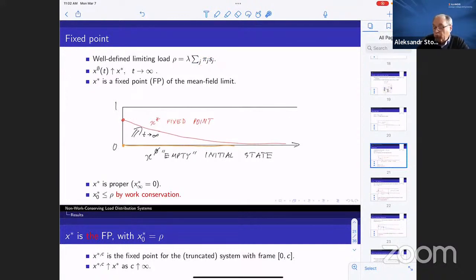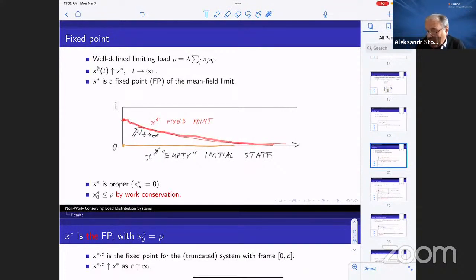So if you're looking at the mean field limit for this system, which starts from the empty state, empty state means no work anywhere, right? So the function is just like this. If you're looking at the mean field limit, which starts from the empty state, by monotonicity it will increase somehow. It will have to converge to something.